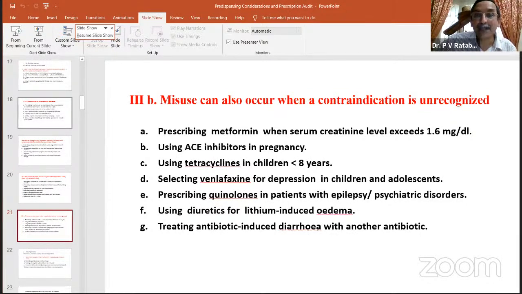sir, I feel this is contraindicated in less than 8 years. Selecting venlafaxine for depression in children, it can cause suicidal tendencies. Prescribing quinolones in patients with epilepsy and psychiatric disorders, it can worsen epilepsy. Using diuretics for lithium-induced edema can worsen toxicity of lithium. And treating antibiotic-induced diarrhea with another antibiotic, again, is a misuse.